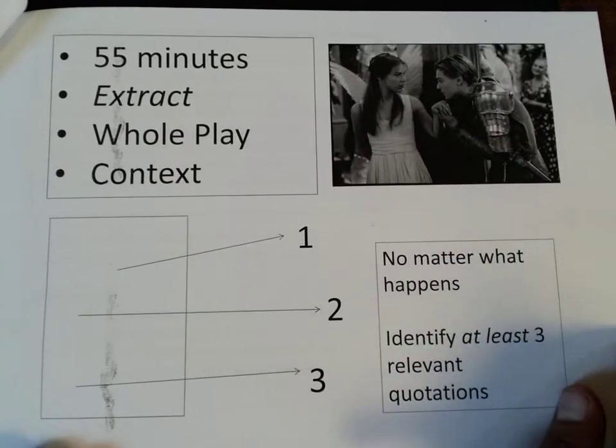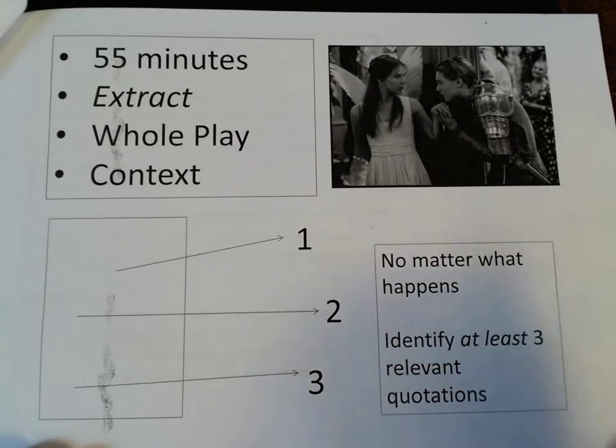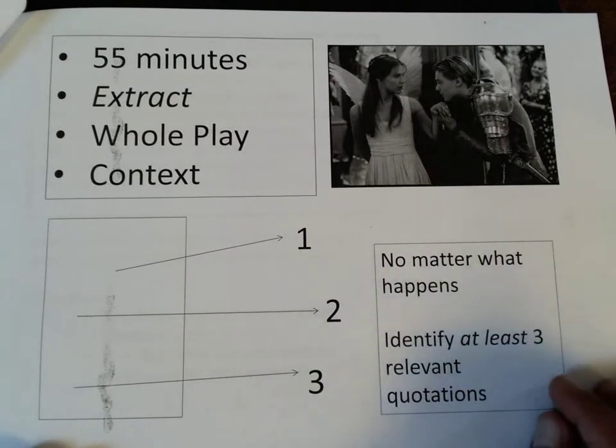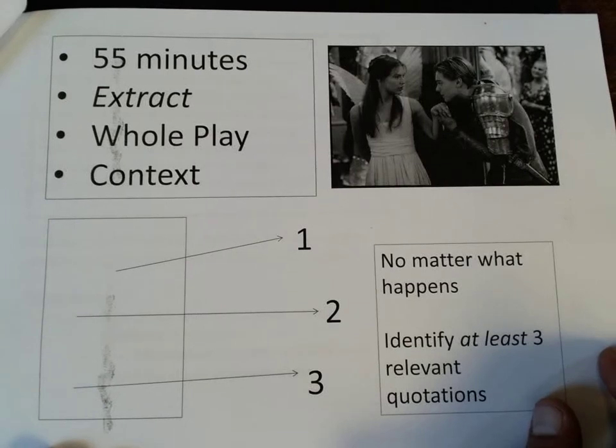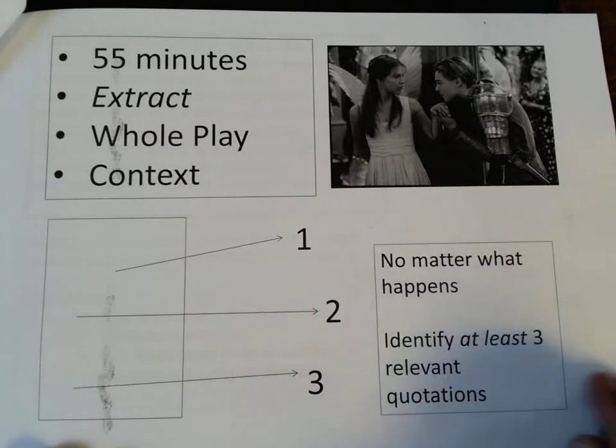So, we would recommend you spend a little bit more time on Romeo and Juliet because there are 4 extra marks for spelling, punctuation, and grammar, which I'm not really going to go into right now. But it's 55 minutes for this part of the exam. Again, just like with Jekyll and Hyde, you get an extract and the whole play. You've got to talk about context.